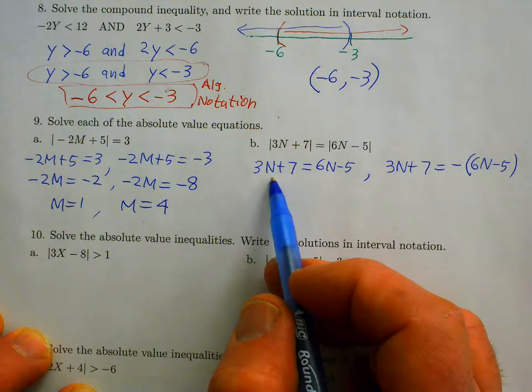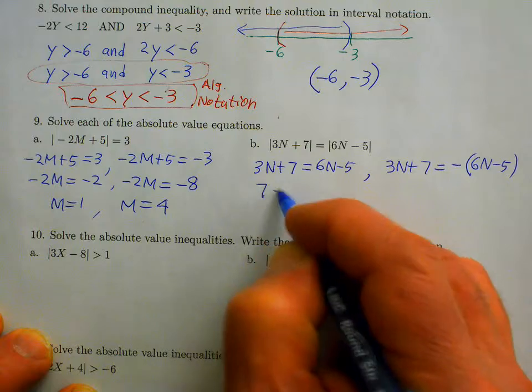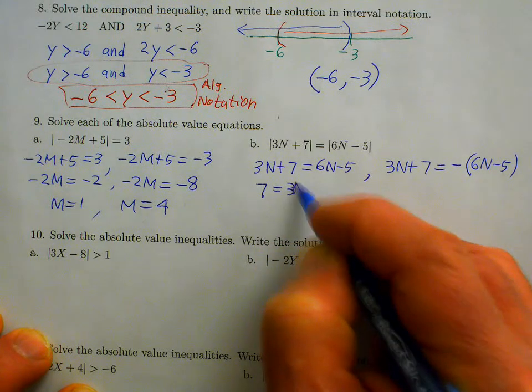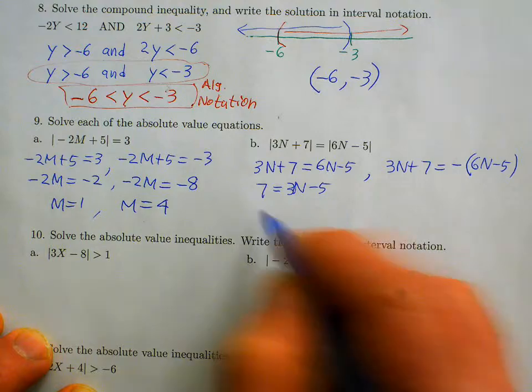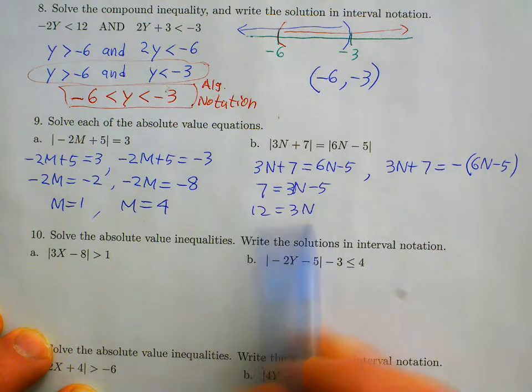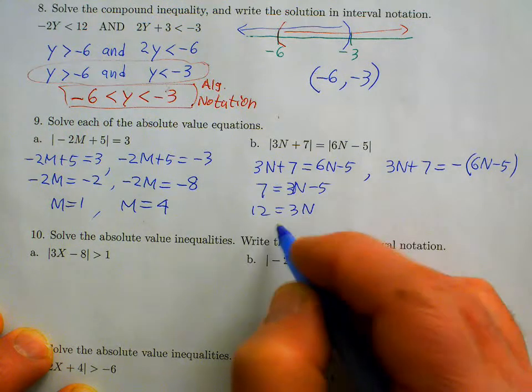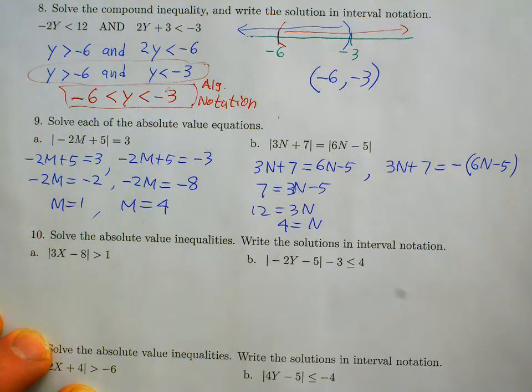On the left, I'll subtract 3n from both sides. So we get 7 equals 3n minus 5. Add 5 to both sides. We get 12 equals 3n. And then divide both sides by 3. We get n equals 4 for one of the solutions.